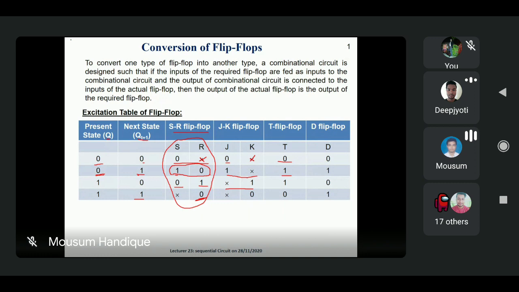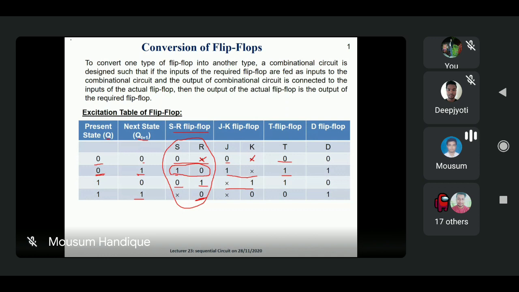So I am telling you, when we are constructing the excitation table, and why this particular table is required: when we are converting one flip-flop to another flip-flop, that time the excitation table is required. Now the next question is how we can construct the excitation table. We can construct it with the help of the state table of each flip-flop.